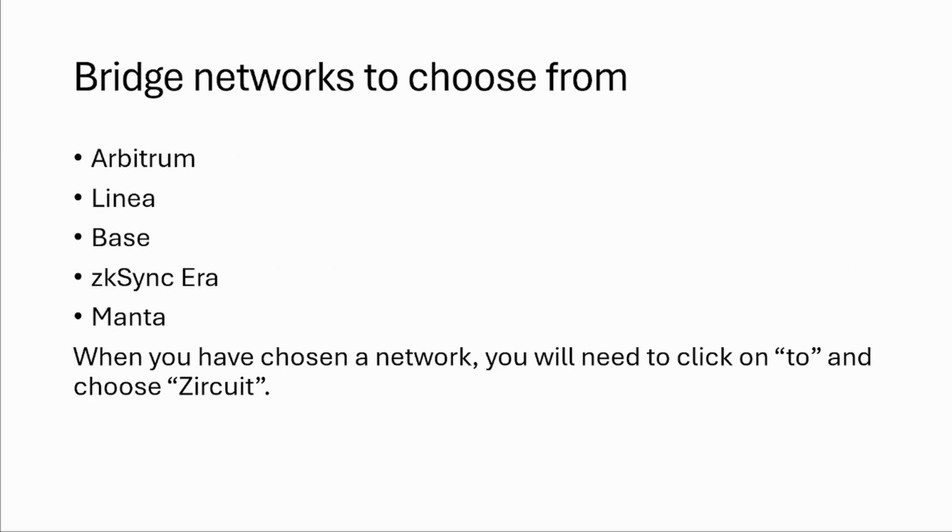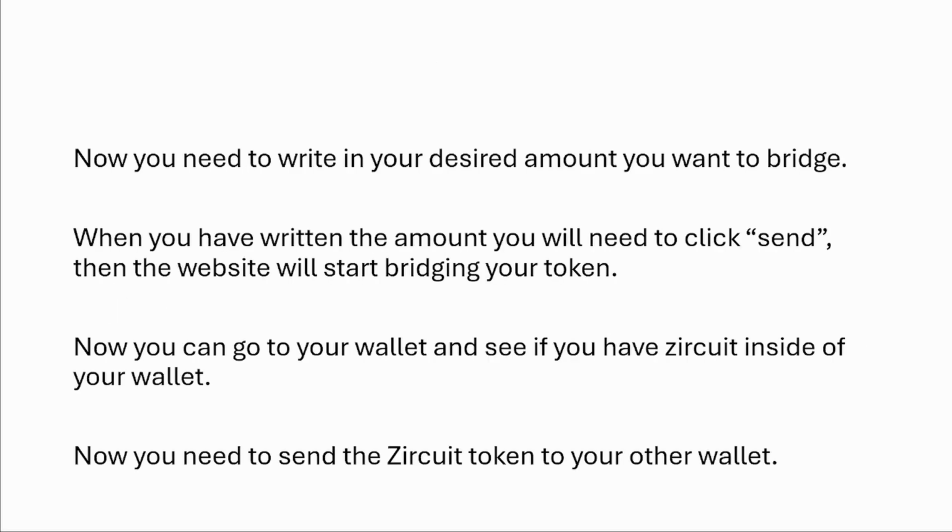So the bridge networks to choose from. You can either choose Arbitrum, LINEA, Base, zkSync Era, or MANTA. When you have chosen a network, you'll need to click to and choose ZIRCUIT. Now you need to write in the desired amount you want to bridge. When you have written the amount, you'll need to click send. Then the website will start bridging your token.